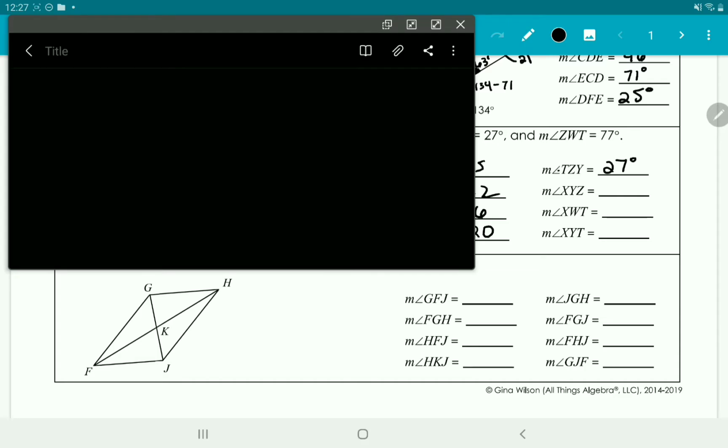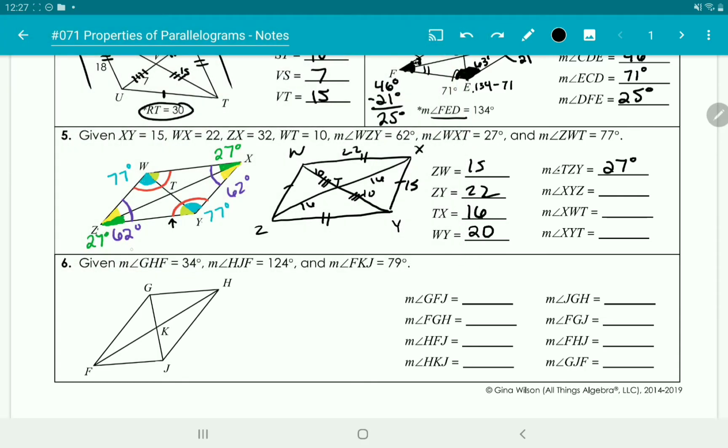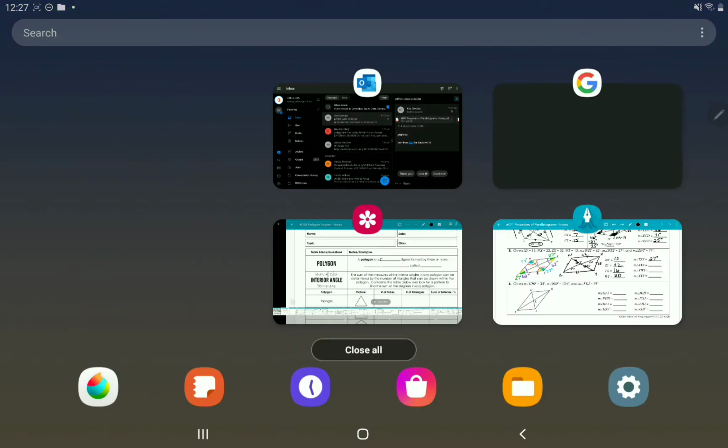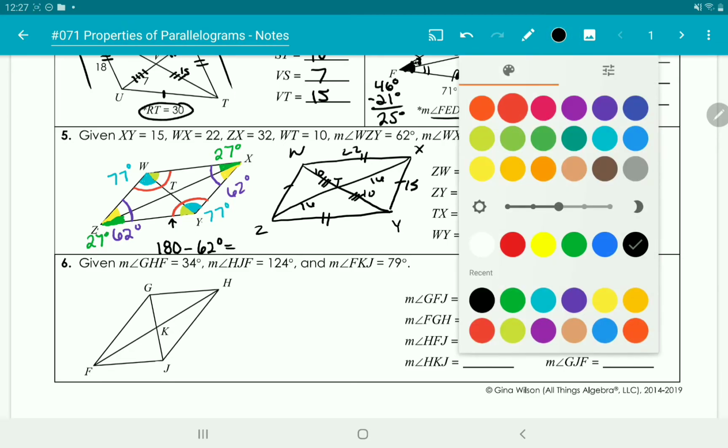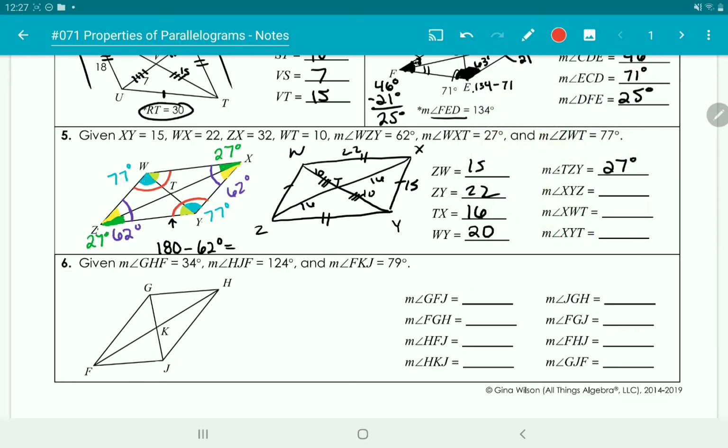But we know that the entire angles, so this 62 and this one right here, are going to add to 180. So we can do, sorry you guys, I'm having some serious issues with the tablet today. My hand keeps hitting stuff. So we're going to do this 180 minus the 62 degrees in order to get this red one. So whenever we do that, we are going to end up getting 118 degrees. So this one's going to be 118 degrees. We'll go ahead and write that down.